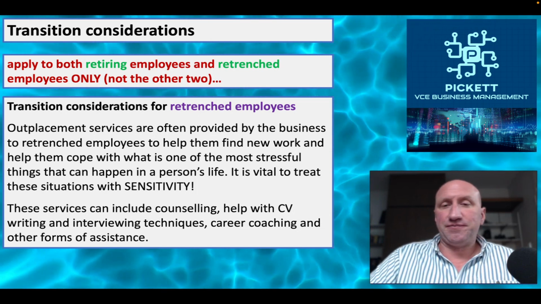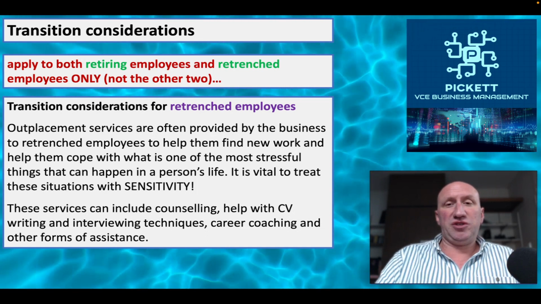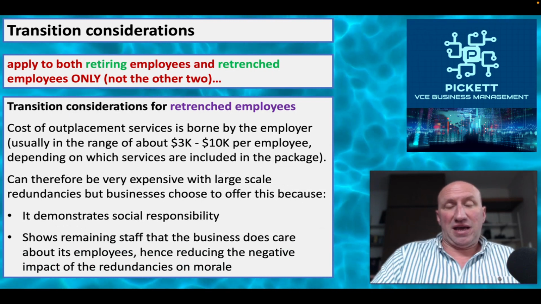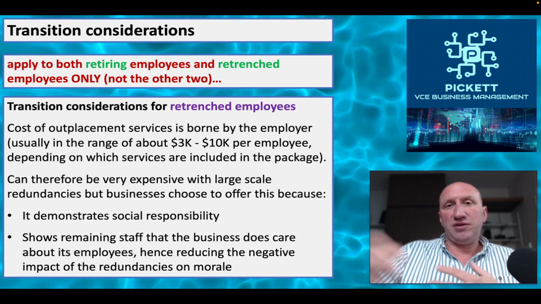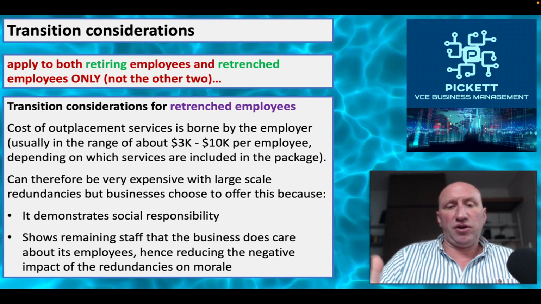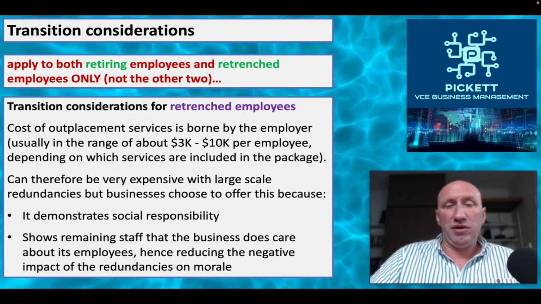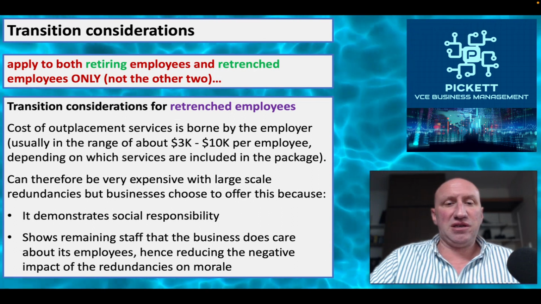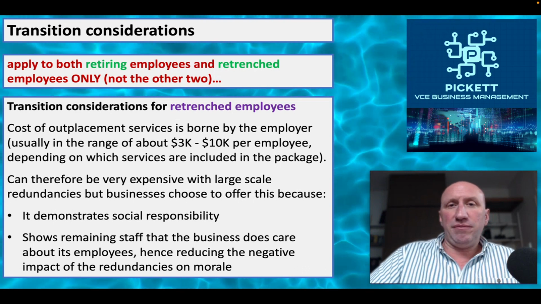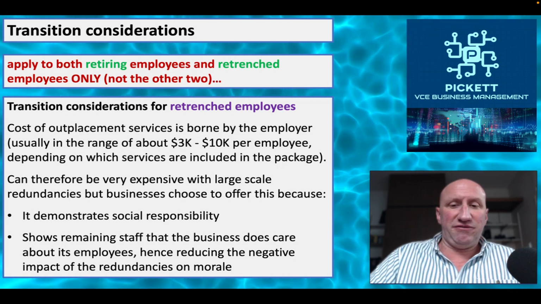It's a very common thing that especially large businesses tend to do now. And again, it demonstrates social responsibility on the part of the business. The cost of providing these outplacement services is borne by the employer. You're not asking the retrenched employee to pay for this. The cost will vary depending on the level of service you provide, but I'd say in the range of $3,000 to $10,000 per person. It can be a lot more if you're offering much more extensive personalized services. So you can imagine if you're making several thousand people redundant, which some businesses do, this is a big cost. It can be really, really expensive to do.